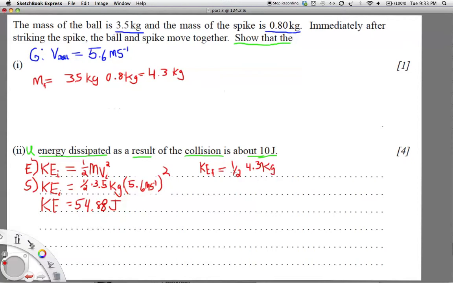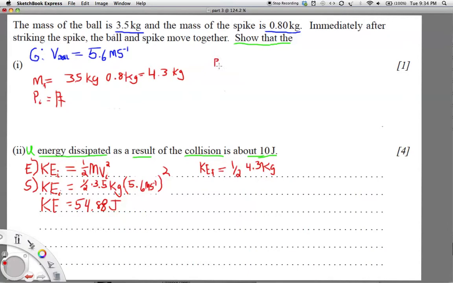Times v squared. So what's my final velocity? What's the velocity after the two objects come together, the spike and the ball? What I'm going to do first is calculate the initial momentum, and I know that in this collision, momentum can be conserved, just not energy. So the initial momentum and the final momentum are equal. P_i equals P_f. I just want to show that there.